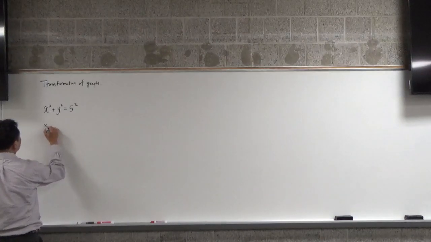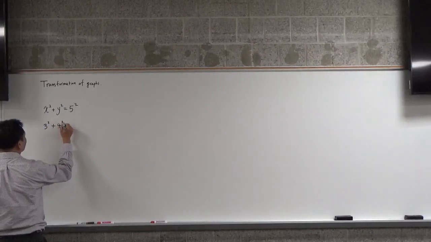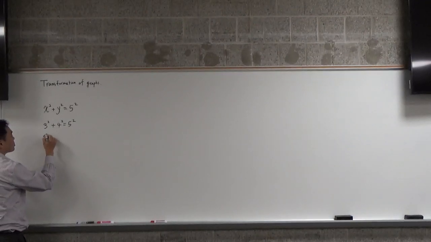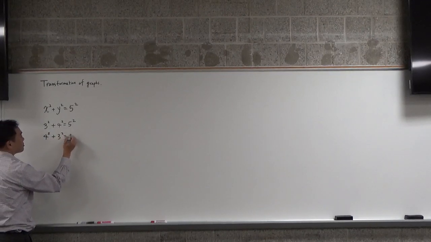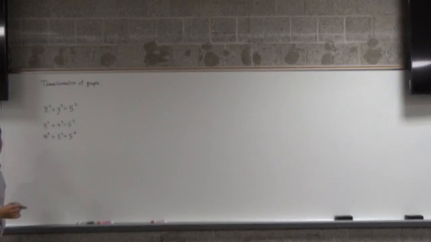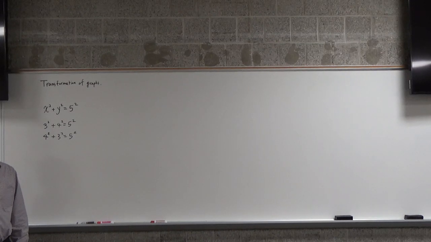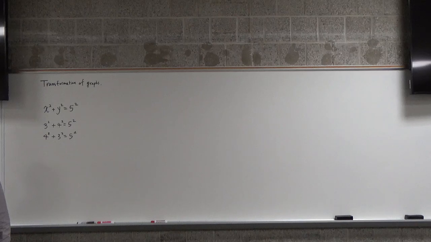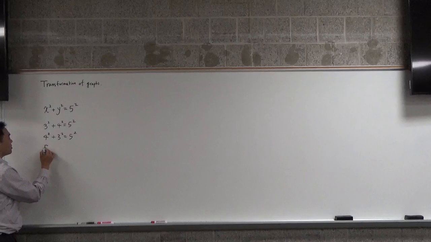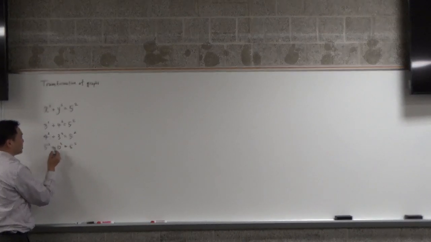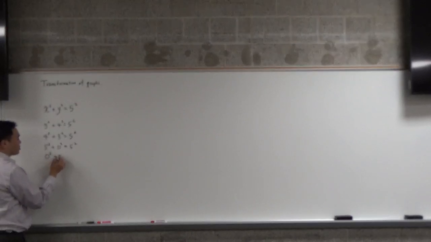So 3 squared plus 4 squared equals 5 squared. But if that's true, then 4 squared plus 3 squared will be 5 squared as well, right? What else? Can you think of any other examples? Yeah? 5 and 0, yeah. 5 squared plus 0 squared is 5 squared. And you can also switch them.